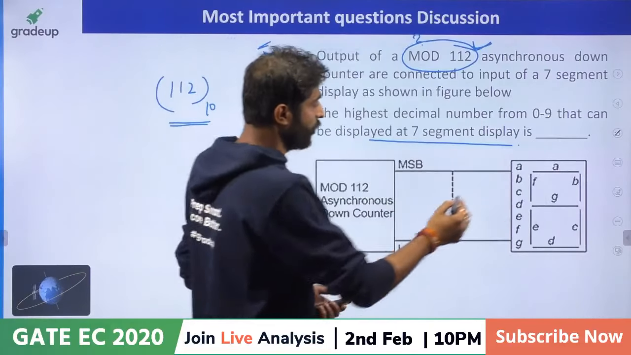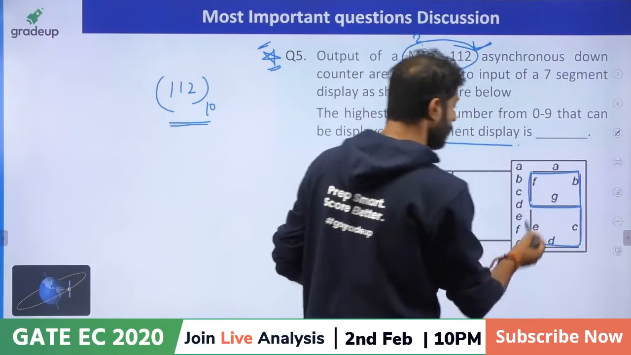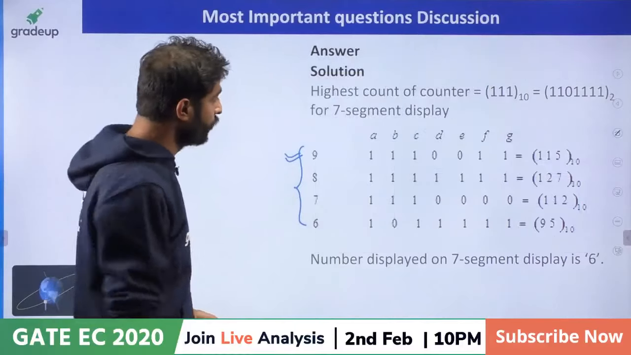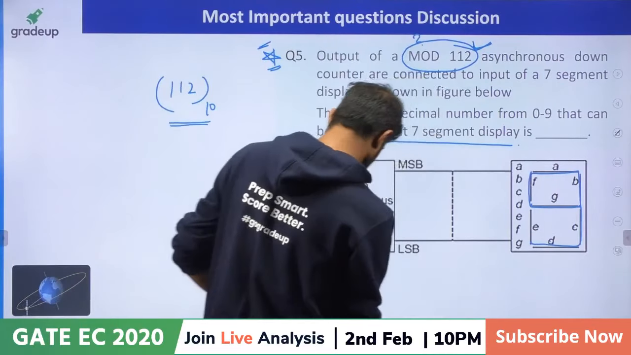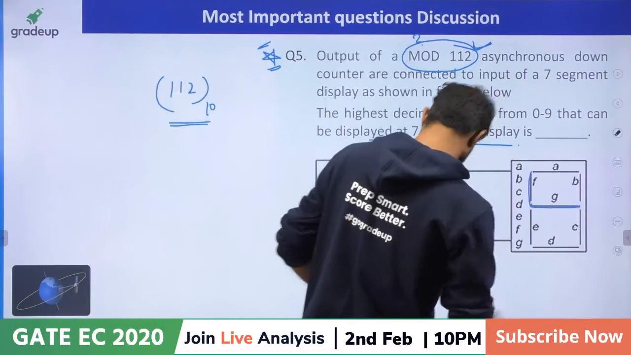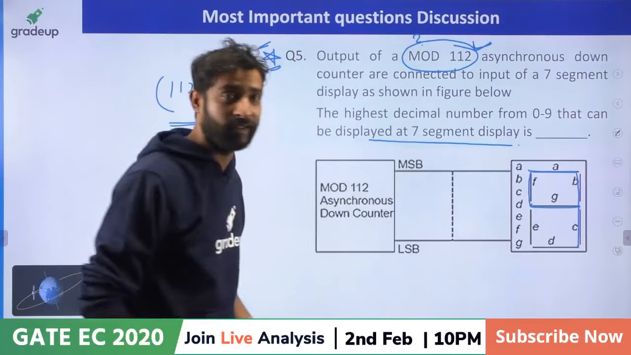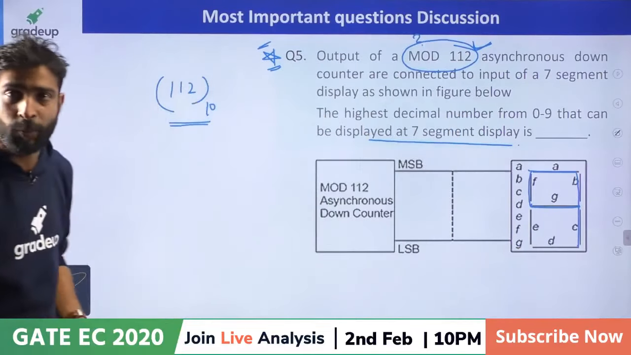For 9 in decimal, how should we write it? We should write 9 like this. This part is high, and only E is low, and D also. So 9 is written like this, and E and D both have the 0 value.